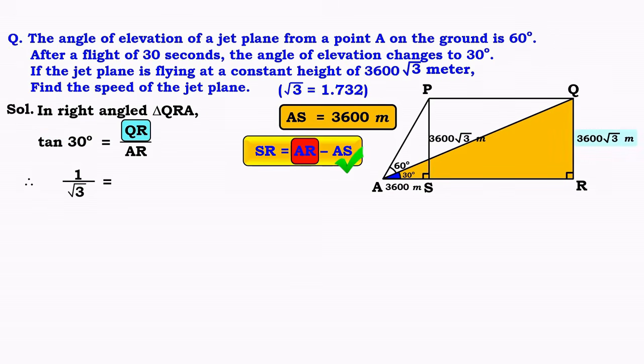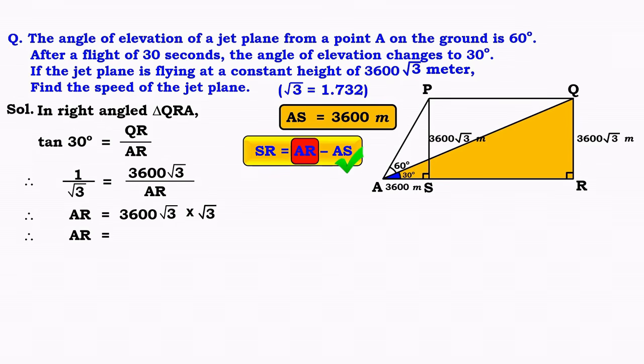We know that tangent 30 degrees is equal to 1 divided by √3. Also, QR is equal to 3600√3 meters. Therefore, 1 divided by √3 is equal to 3600√3 divided by AR. On rearranging, AR is equal to 3600√3 multiplied by √3. Since √3 multiplied by √3 is 3, AR is equal to 3600 multiplied by 3. Therefore, AR is equal to 10,800 meters.